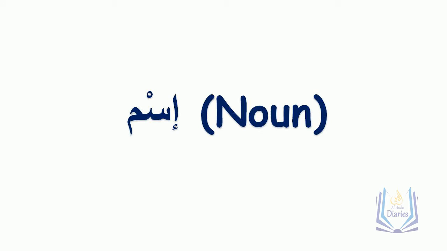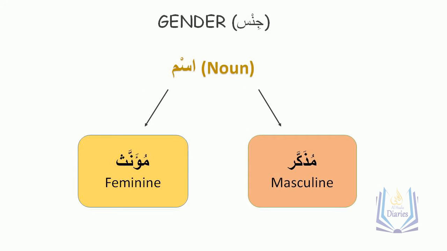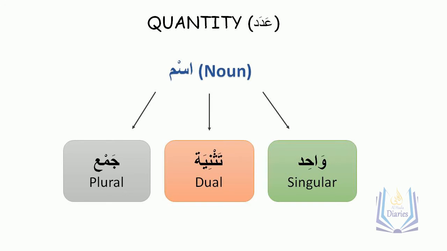So we see in Arabic, every noun, that is every ism, can either be mudhakkar, masculine, or mu'annath, feminine. Now this is in relation to gender. And when it comes to quantity, it is divided into three categories. It could be wahid, tasniya, or jam. Wahid is singular, tasniya is dual, and jam is plural.